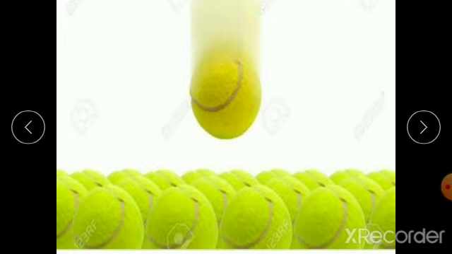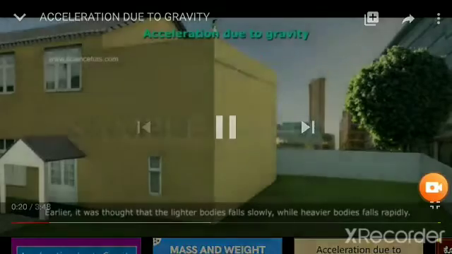So what is the value of acceleration due to gravity? It is 9.8 meter per second square.